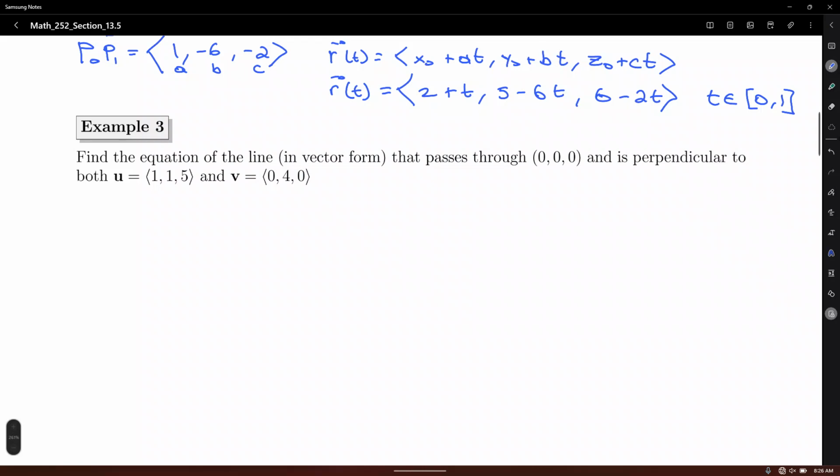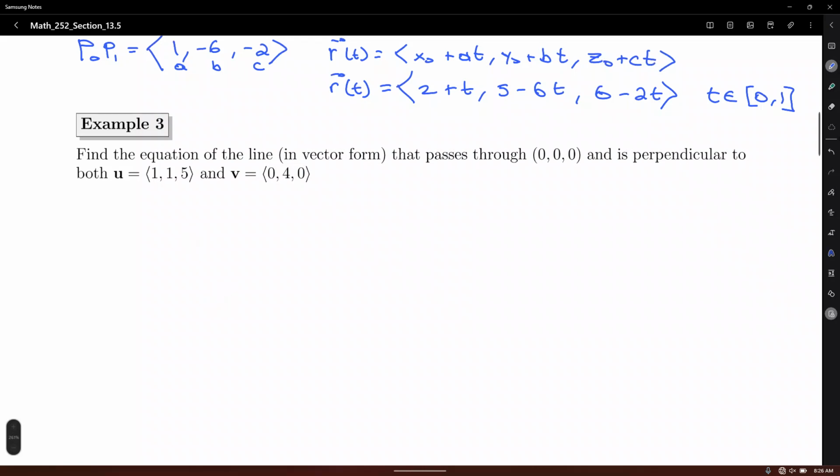The cross product. Because the cross product between 2 vectors is going to give us a third vector that happens to be perpendicular or orthogonal to the 2 vectors, and that's the condition that we need to obtain a vector that is orthogonal. So that means, let's set this cross product u cross v. That'll be, okay, i, j, and k. So 1, 1, 5, 0, 4, 0.